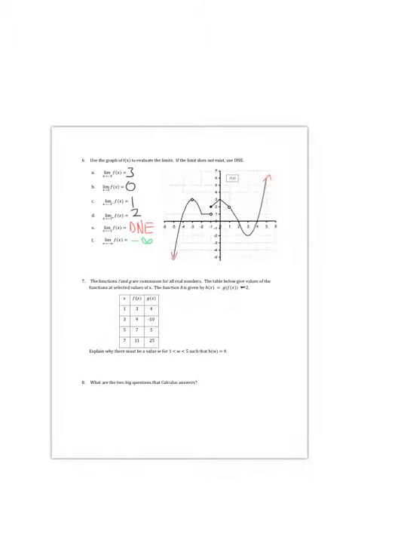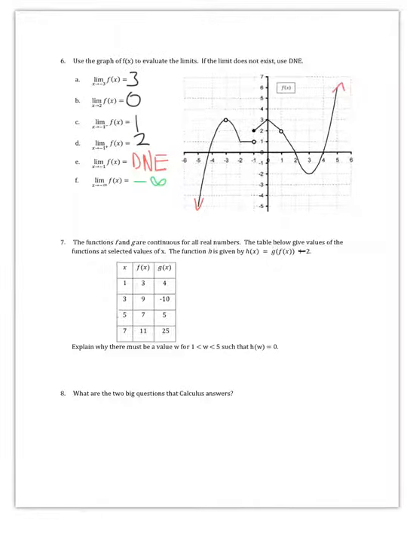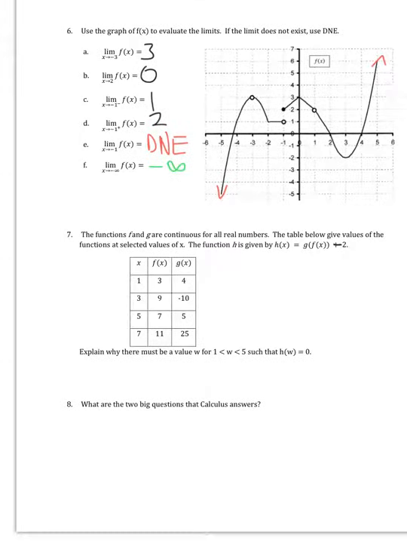All right, a couple more actually. So next, we've got the question. The functions f and g are defined in this table, and they're continuous, that's important. And the table below gives the values of the selected. So here we just have some selected values. And the function h is defined like this: h of x equals g of f of x plus 2. And so we want to explain why there must be a value w between 1 and 5, such that h of w is equal to 0.